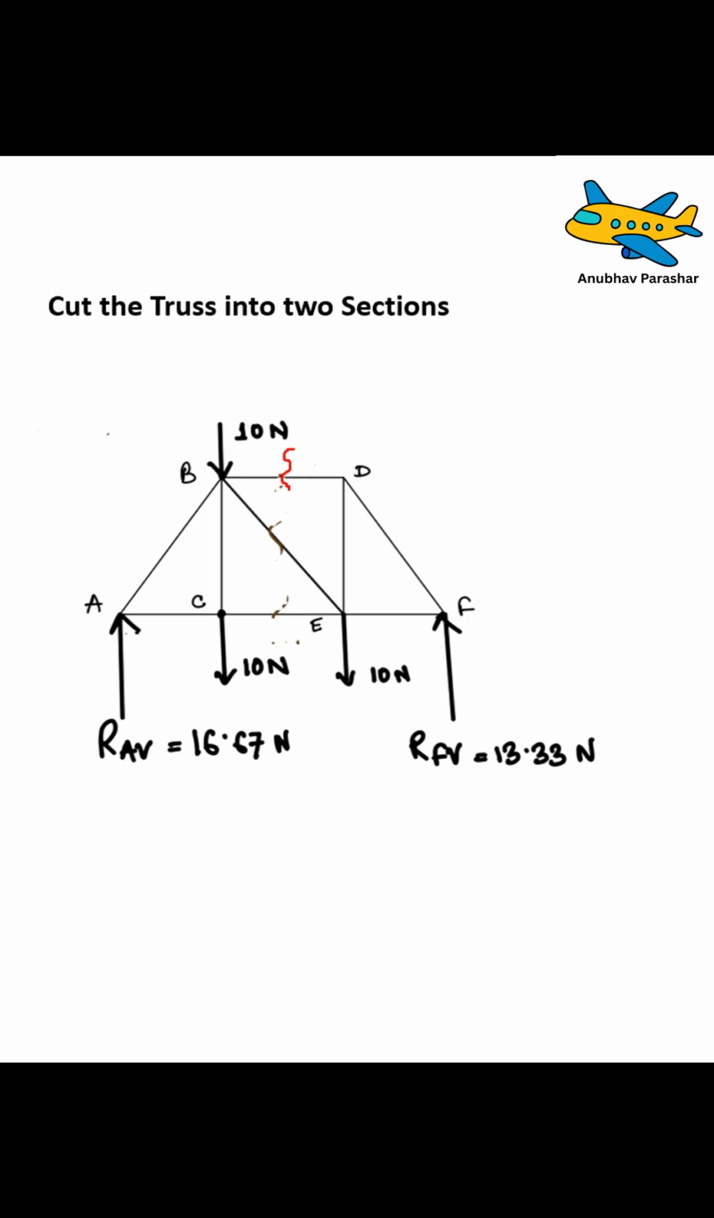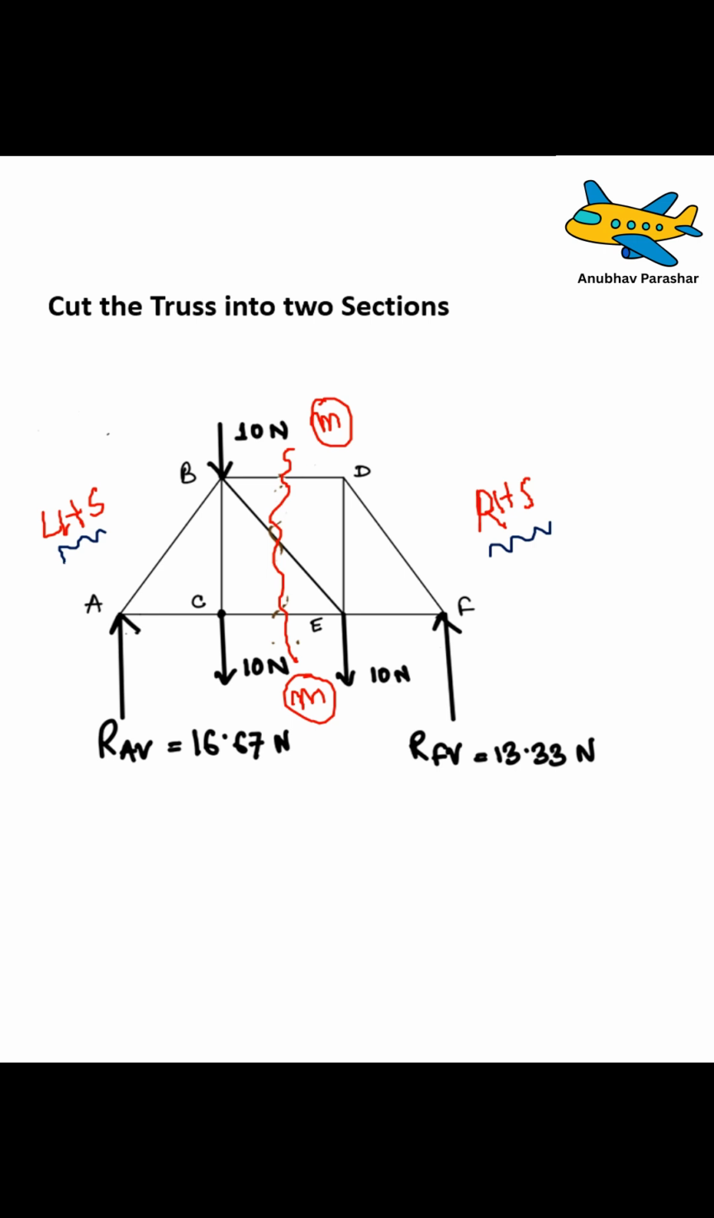So I am using a section mm and I am cutting the entire truss into two sections, right? And this will give me two sides, two sections. We will have the left hand section and the right hand section. Okay. Now the next step will be to consider the equilibrium of one of the sections. You can either consider the left hand section or the right hand section. So let us consider the equilibrium of the left hand section.